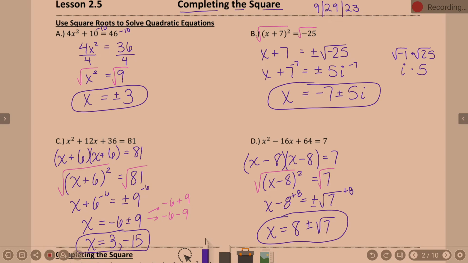Okay? So these last two I did here, where we had to factor the left into a perfect square and then square root both sides, these are part of our steps of something called completing the square. Okay? And that's what we're going to look at next.